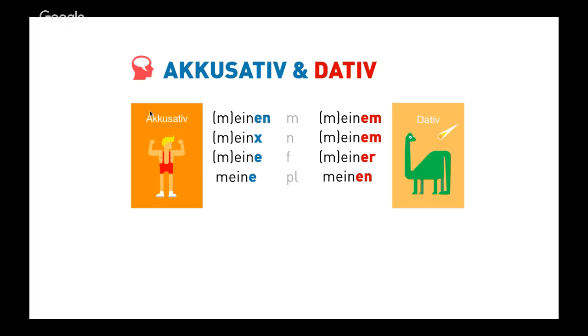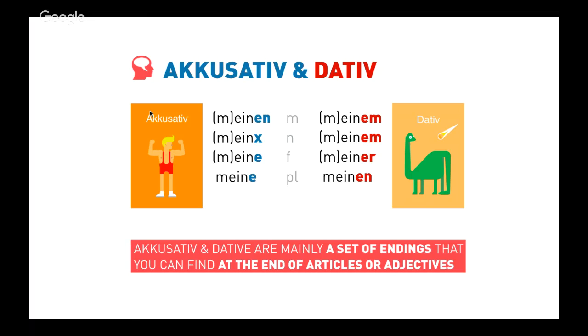Take a look at my other live classes and also my material. In my materials, we also teach you these things. But for now, that is not important. So just to summarize it, accusative and dative are mainly a set of endings that you find at the end of articles like here, or at times at the end of an adjective.